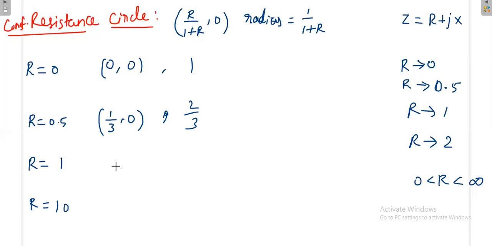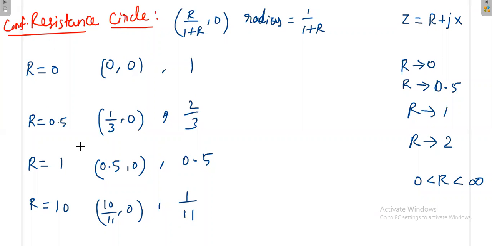When R is equal to 1, the center is 0.5, comma 0. What is the radius? Simply 0.5. When R is equal to 10, the center is 10 by 11, comma 0, and the radius is 1 by 11. When I vary my R, I am getting these values. Or, as an extreme case, I can take R equal to infinite.